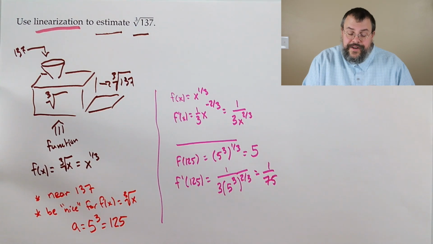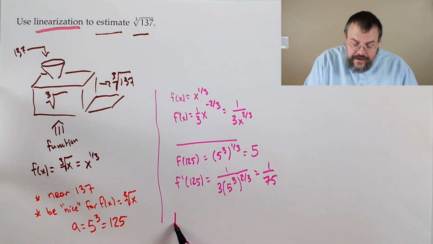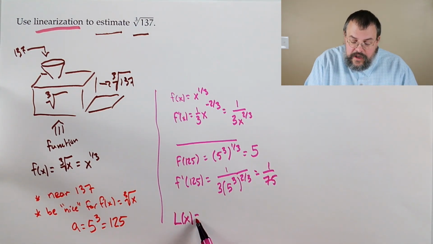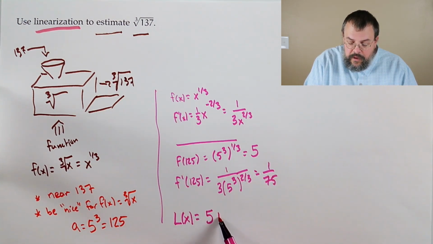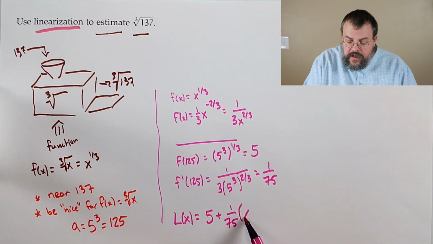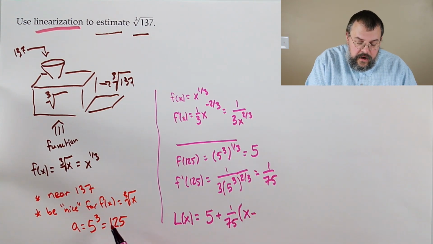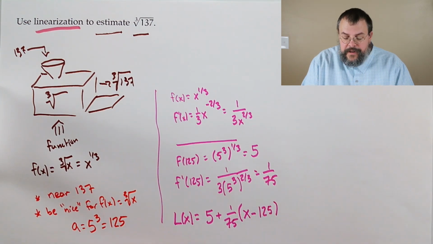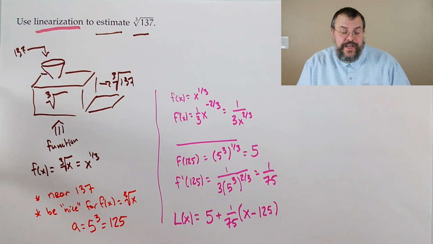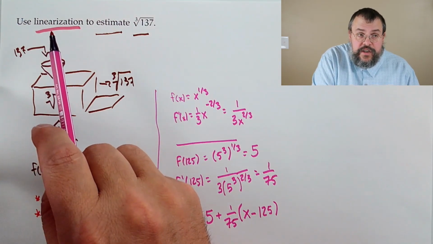So now our linearization, it's our tangent line. So we take our value of the function, which is 5, plus the derivative, 1/75 times x minus where our tangent line happened, which is 125. All right, so now we have our linearization. So that's the linearization part.